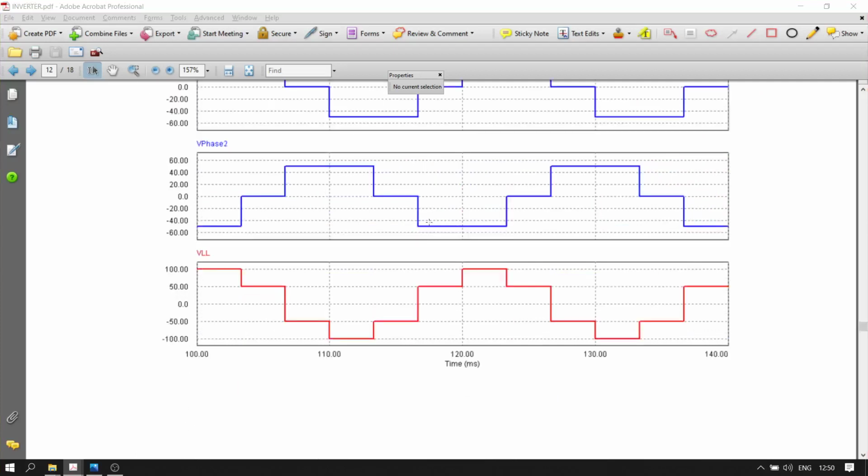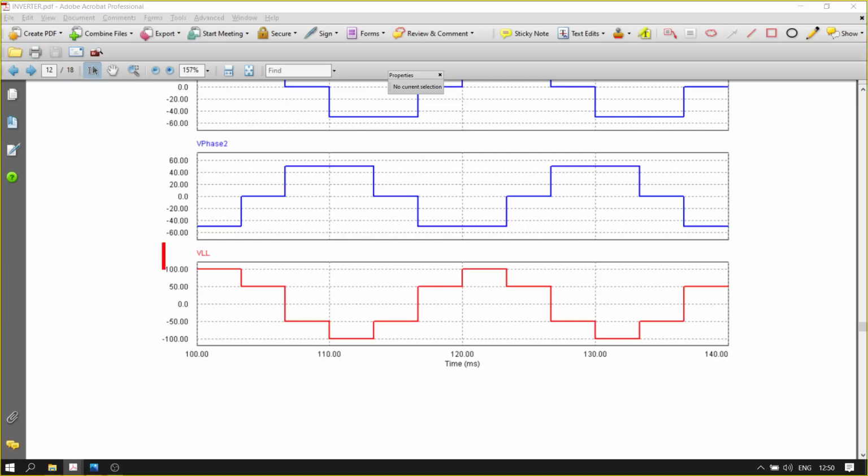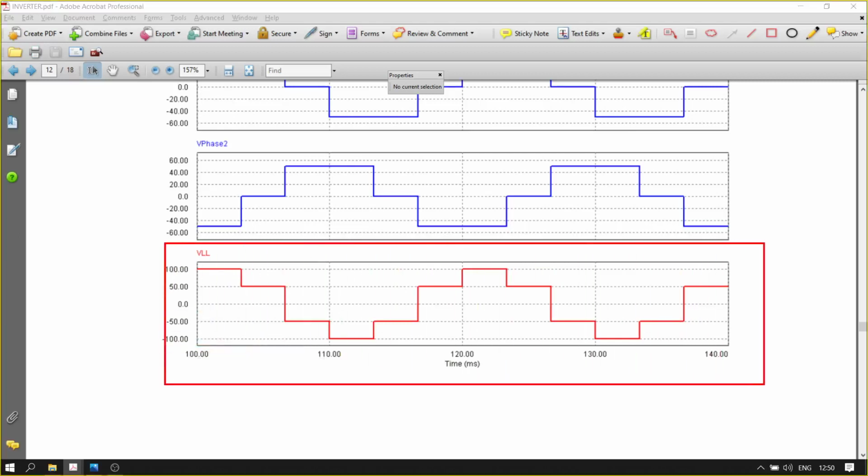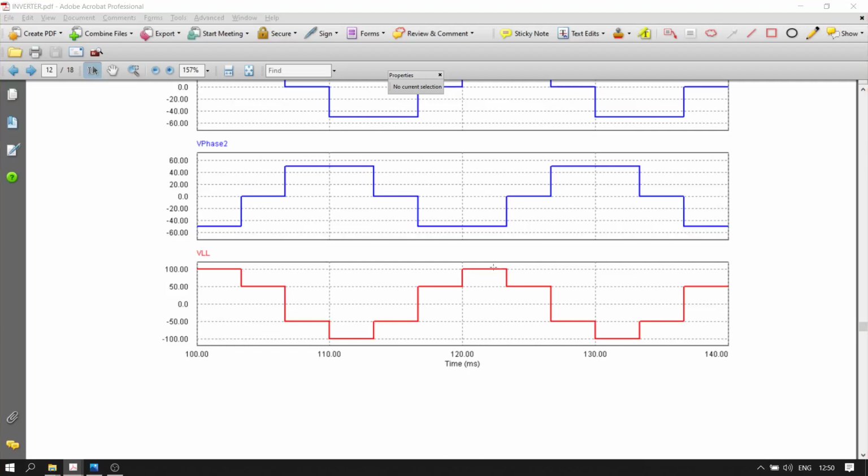So what happens to this in V line to line? For example, you want to find the harmonic contents of the line to line voltage here. So if you look carefully, as I mentioned just now, your waveform starts from there, isn't it?